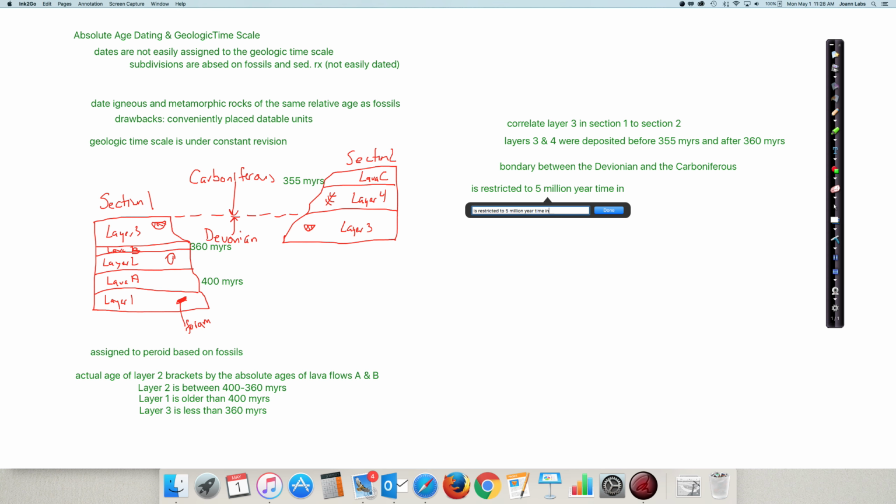Five million years sounds like a lot to the average person, but when you're talking about 350 million years ago, 5 million years really isn't that much time that's passed. So that's how we can use not only absolute age dating to combine ages of fossils, but we can also use correlation to figure out the ages of layers and boundaries and put dates onto the geologic time scale.